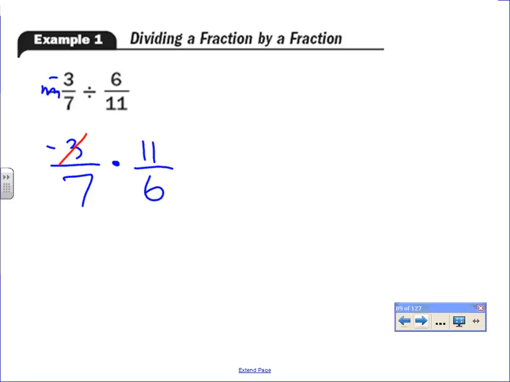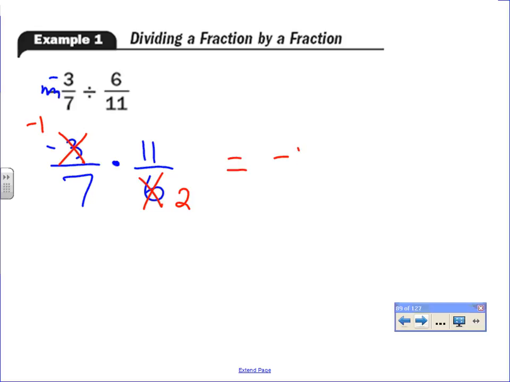Good. Negative 3 divided by 3 is negative 1. And then 6 divided by 3 is 2. So we divided both by 3. We can cross simplify there. We now need to multiply across the top, across the bottom. Yes, you're still dividing. You just have to change it to multiplication.